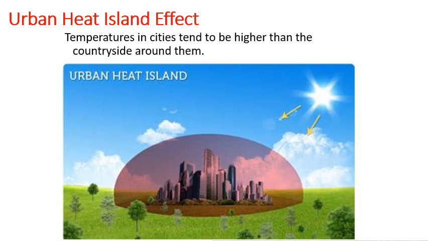This is what's known as the urban heat island effect. And it's a very simple concept, and that is that the temperatures in the city tend to be higher than the countryside around them. This is a red bold-faced word. This is a definition that you need to write down and understand.